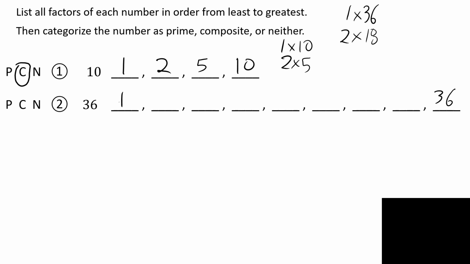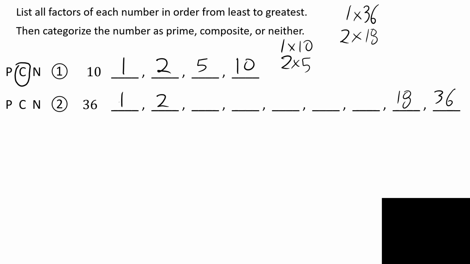If you aren't too sure about that, use a calculator. Try 36 divided by 2. You'll say, oh my goodness, 18 works. I'll put the 2 after the 1, and I'll put the 18 right before the 36, right? I'm coming in from both ends so I don't miss any factors.